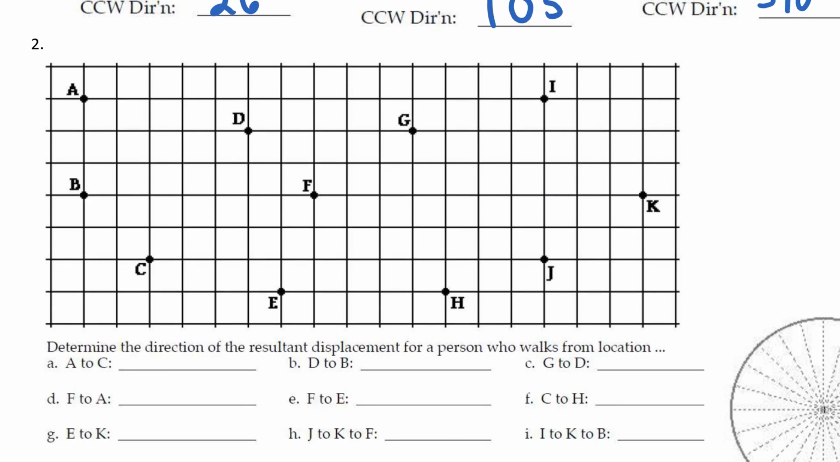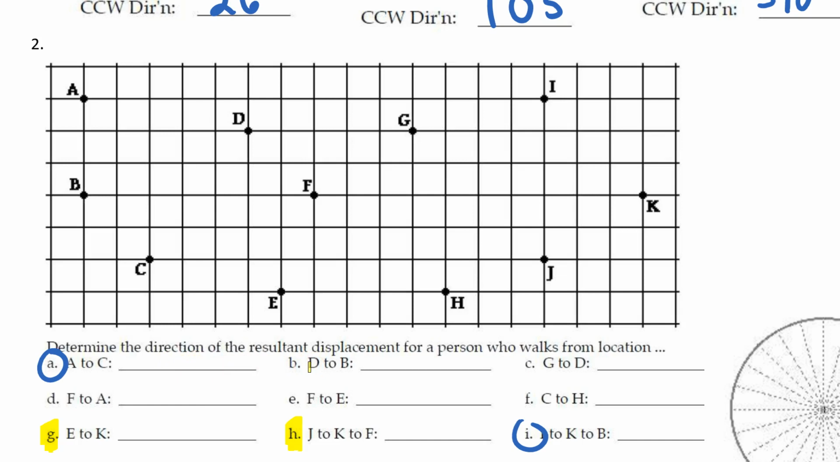Oh, there's too many here to do. How about I will do a couple for you. I'll do A, and then maybe I, and then for practice, I'm going to get you to try. I think G is a nice one, and H is a nice one. So I'll do A and I right now, and then you can try G and H, then I'll show you the answers. It says, determine the direction of the resultant displacement for a person who walks from A to C.